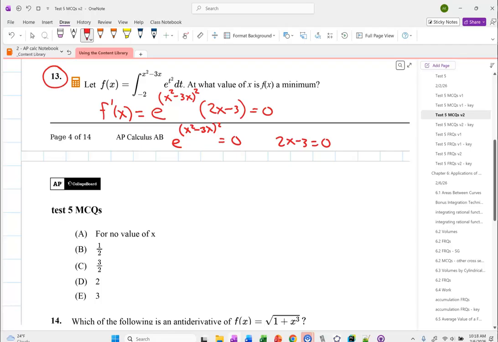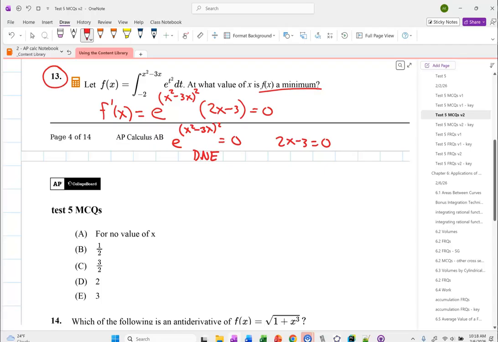Because we're looking for a minimum, right? So we want to start by finding the critical points. So we take the derivative and set it equal to 0, and where the derivative doesn't exist. What's the solution to this? You should be able to do that in your head. Doesn't exist. Why?